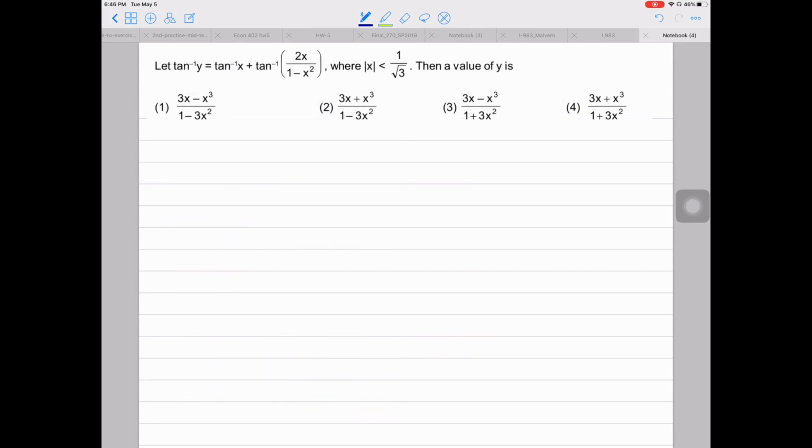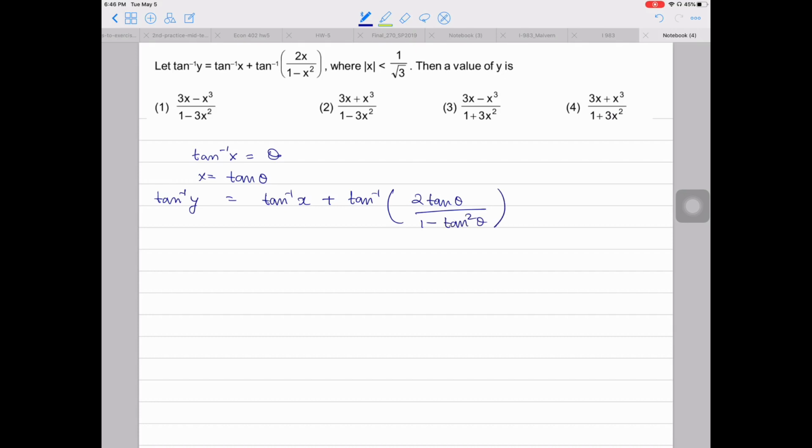Let tan inverse y equal tan inverse x plus tan inverse of 2x over 1 minus x squared, where mod x is less than 1 over root 3, then the value of y is. So here, let's make a small substitution. Let tan inverse x equal theta. So we know that x equals tan theta. So then we have tan inverse y equals tan inverse x plus tan inverse of, since x is tan theta, 2 times tan theta over 1 minus tan squared theta.